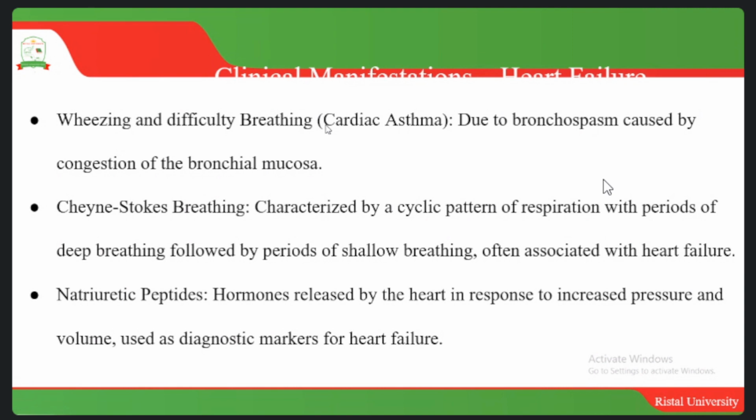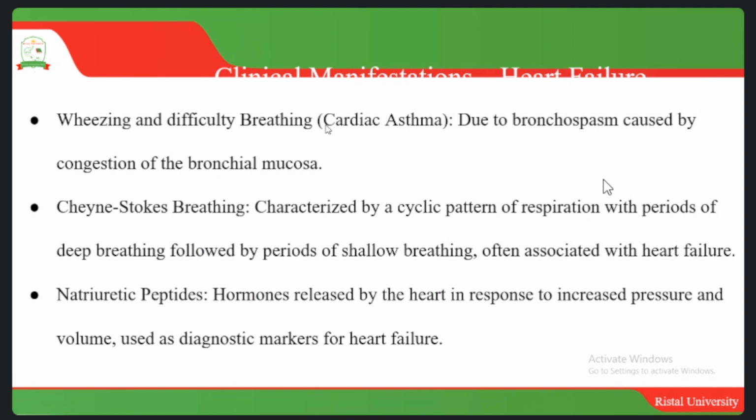Then Cheyne-Stokes breathing. This one is characterized by a cyclic pattern of respiration with periods of deep breathing followed by periods of shallow breathing, often associated with heart failure. And then the natriuretic peptides, these are basically hormones that are released by the heart in response to increased pressure and volume, and they are used as diagnostic markers for heart failure.